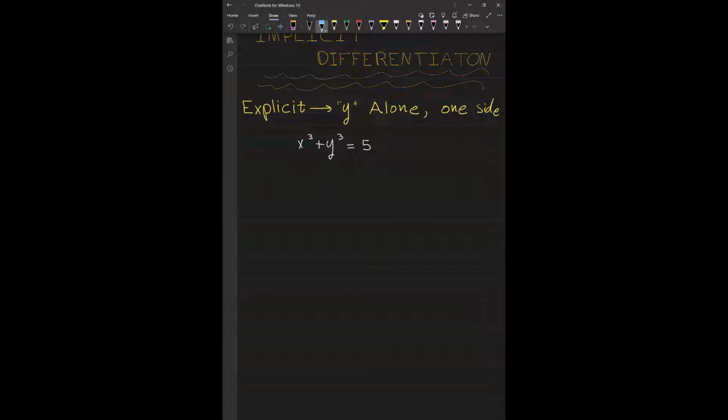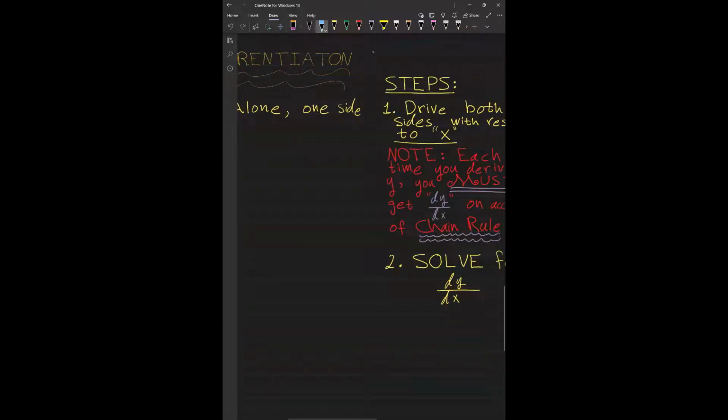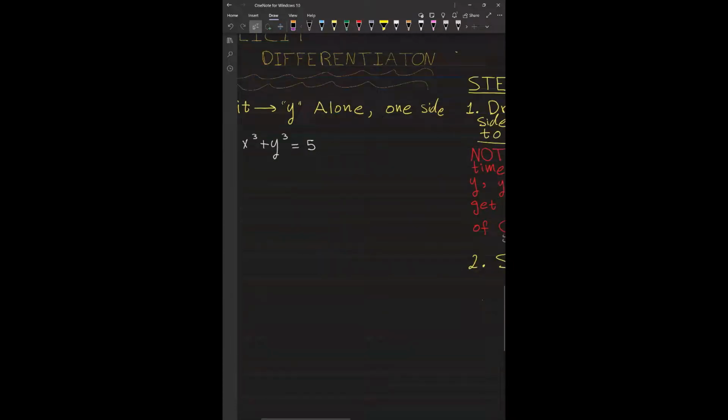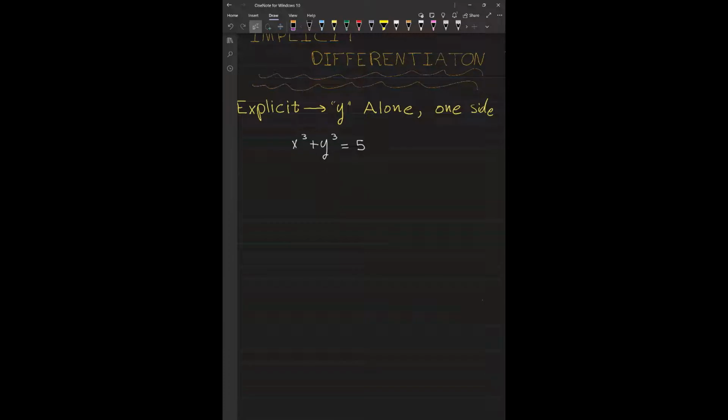So how do we differentiate implicitly? Well, I've got a few steps for you. Step number one, derive both sides with respect to x. You know how you can add something to both sides of any equation, subtract something from both sides, or multiply both sides; the same thing goes for derivatives. You can take the derivative of both sides. So d/dx, of course, is with respect to x, of x cubed plus y cubed equals d/dx of both sides, remember?